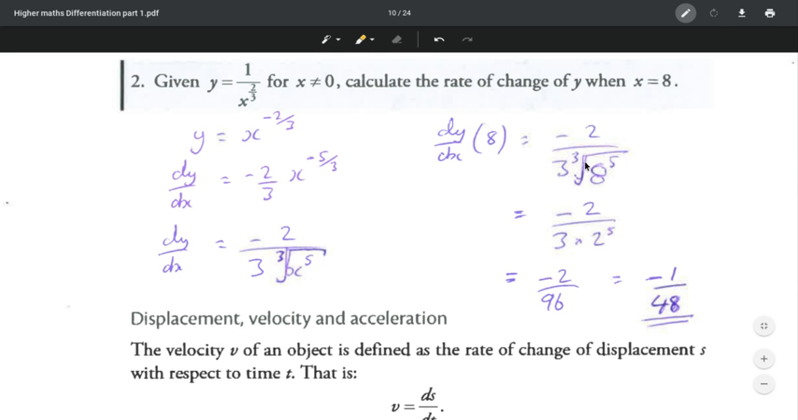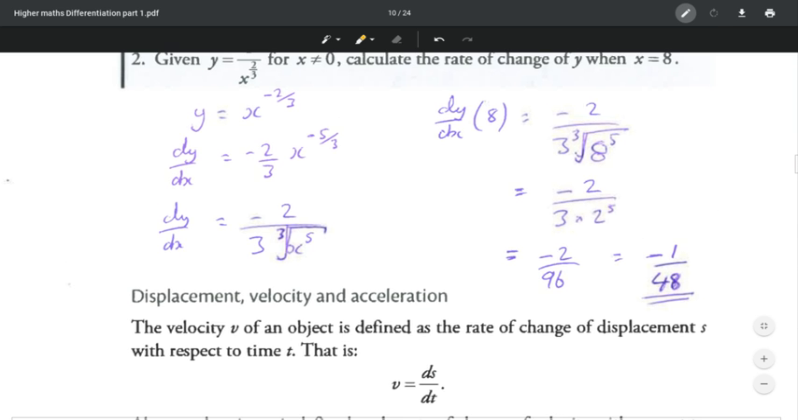Now take your cube root first, because the cube root of 8 is 2. We still need to raise that to the power 5, so we'll have negative 2 over 3 multiplied by 2 to the 5. So 2 times 2 times 2 times 2 times 2 is 32. So we've got negative 2 over 3 32s, which is negative 2 over 96. And then simplify that to negative 1/48.